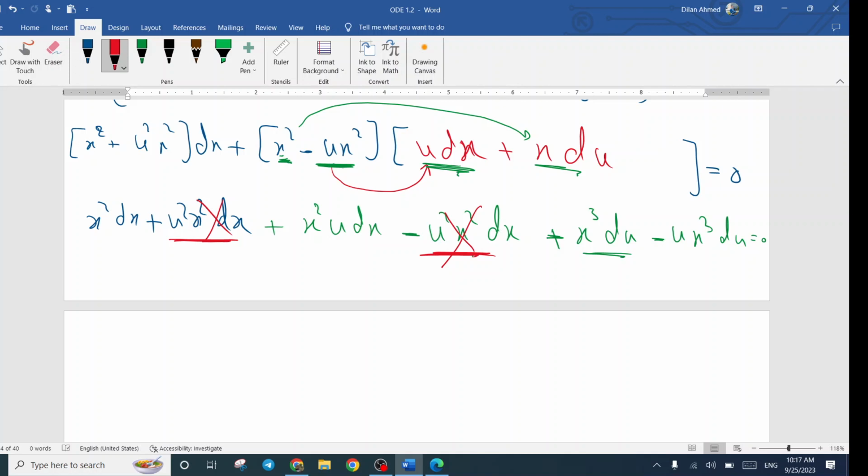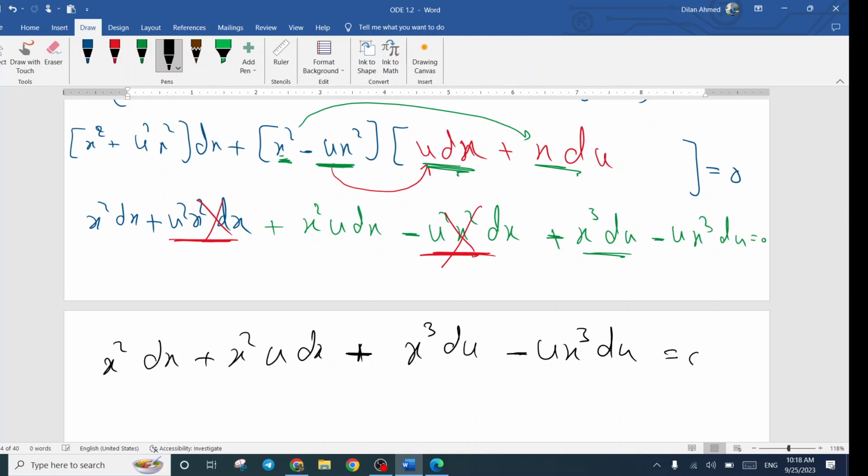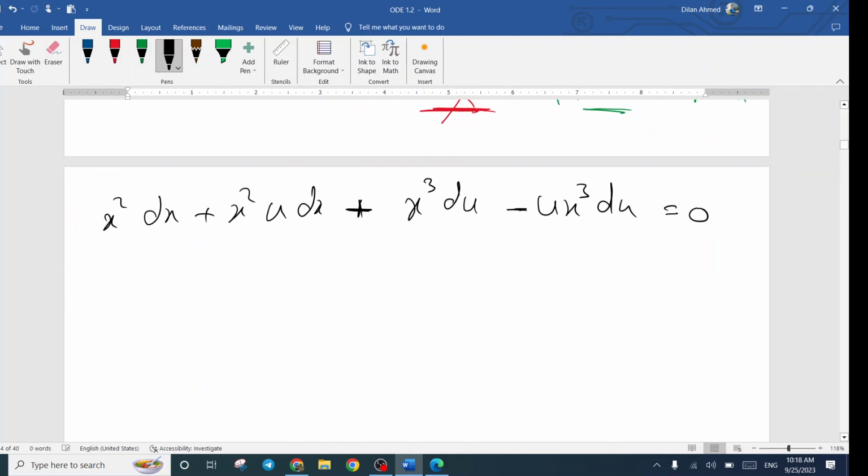And the last one with what? No. So let me bring the dx together. So I have x squared dx. Am I right? x squared u dx plus x cubed du equal to 0. Right? Good. Now take dx as a common. I'll get what?